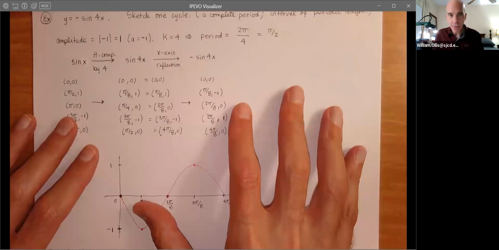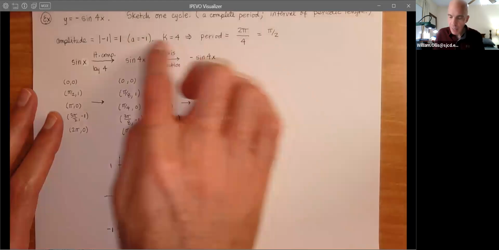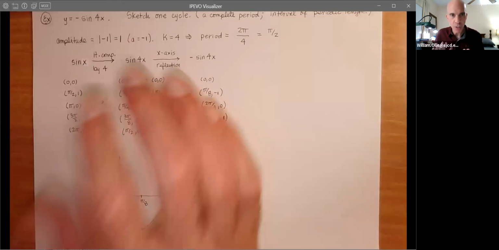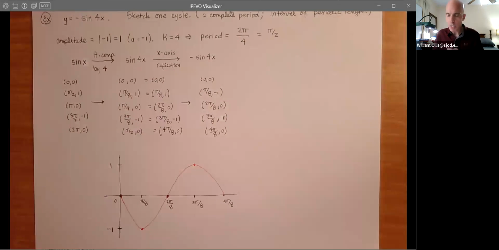The new idea that's going to take a little bit of practice is just the factoring part and the period. That's the new part. Otherwise, all of this is exactly what we've done before. No different.